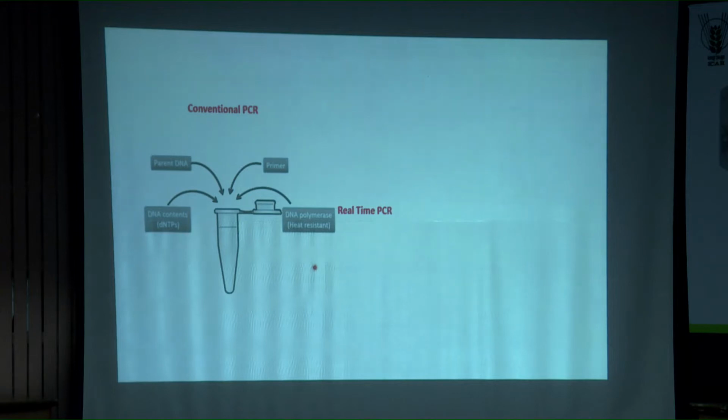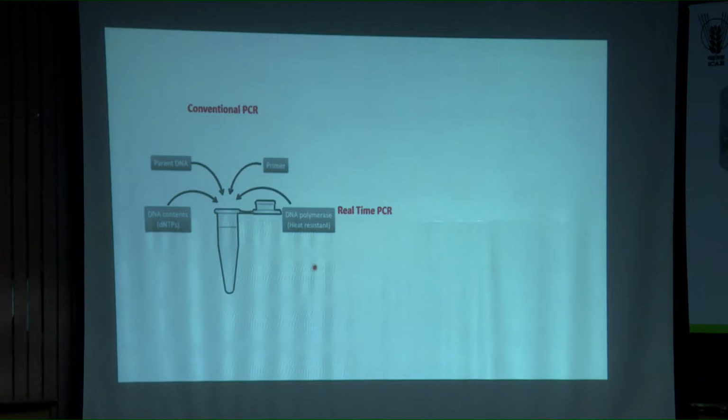Yeah. dNTPs, target DNA, primers, magnesium chloride, and buffer. What about template? Template is in it. Okay, yeah. So by and large, we have around 6 to 7 key ingredients in PCR, right?